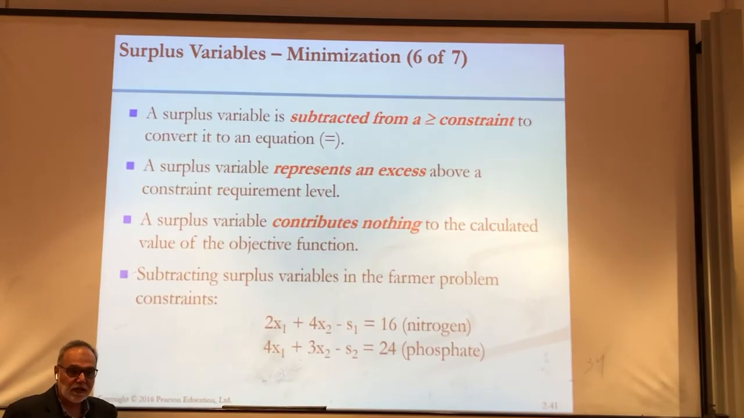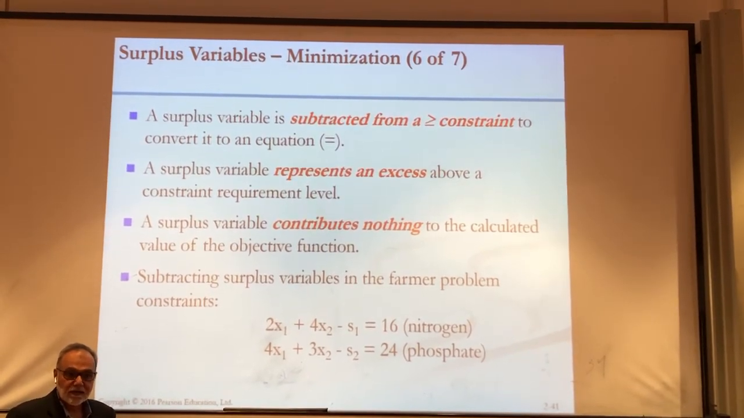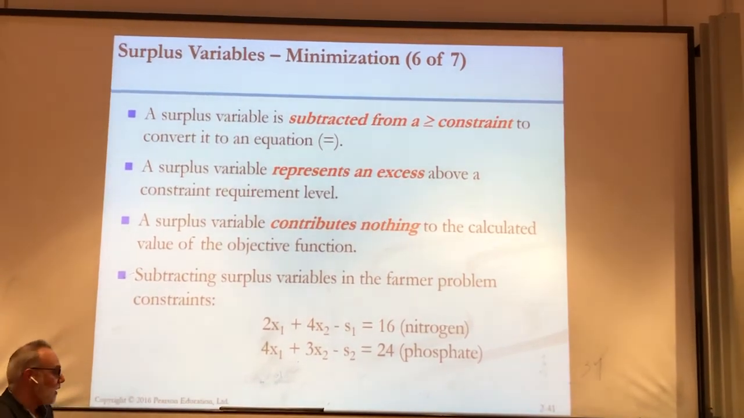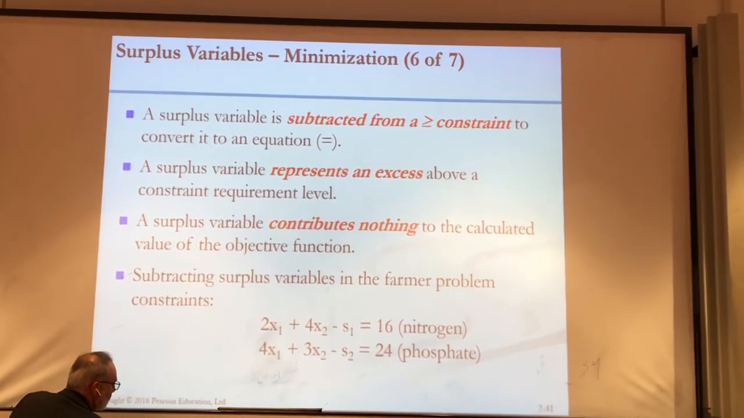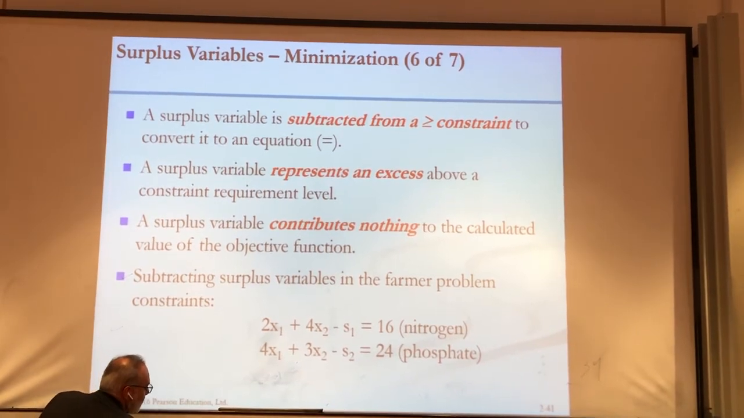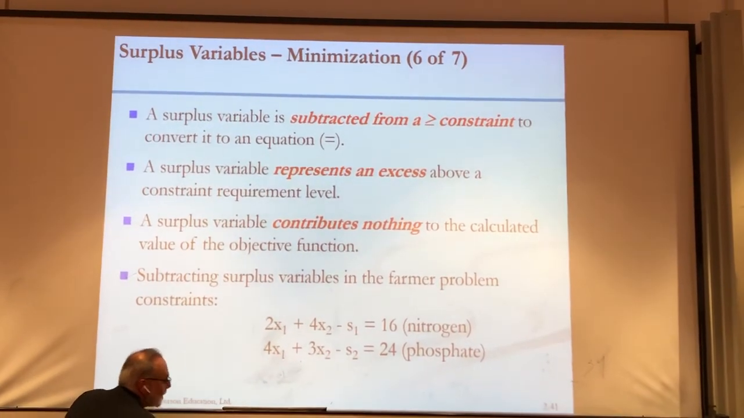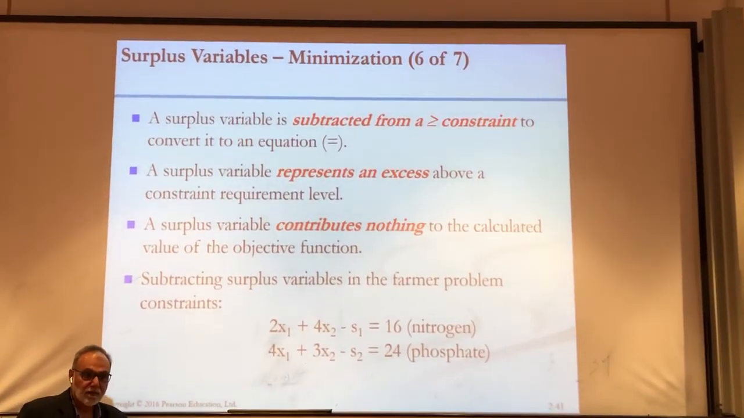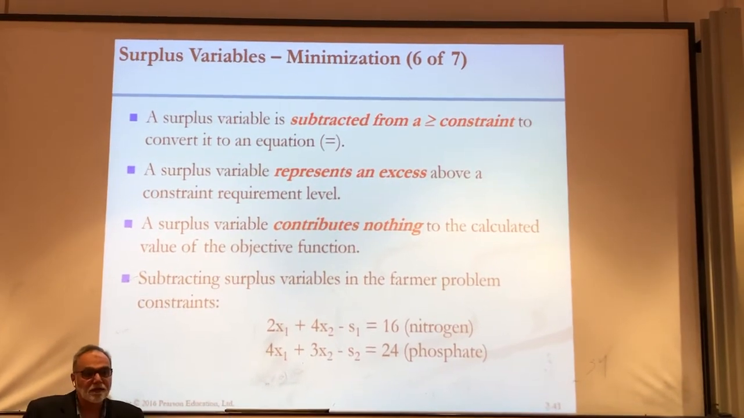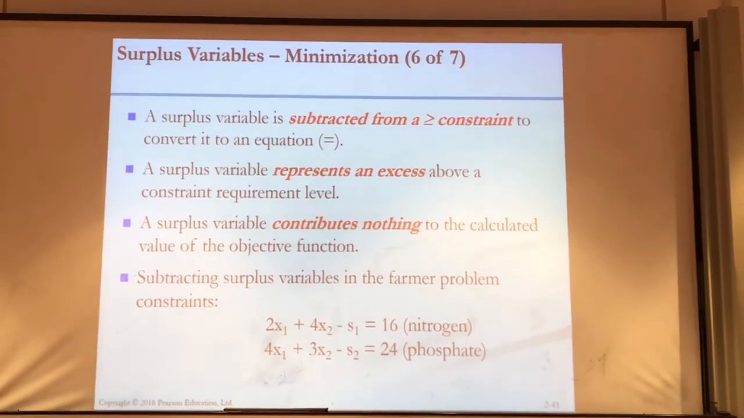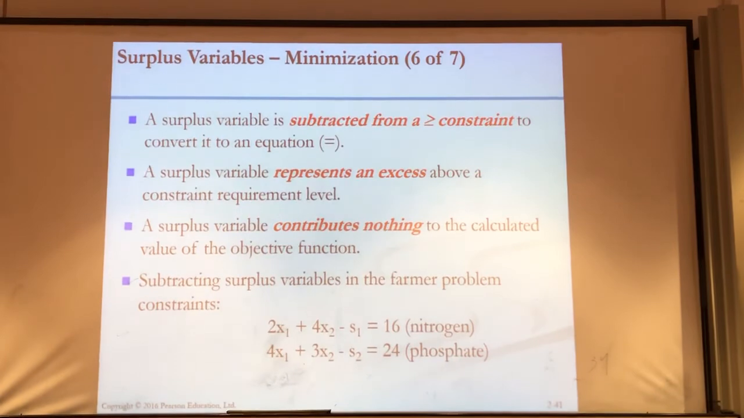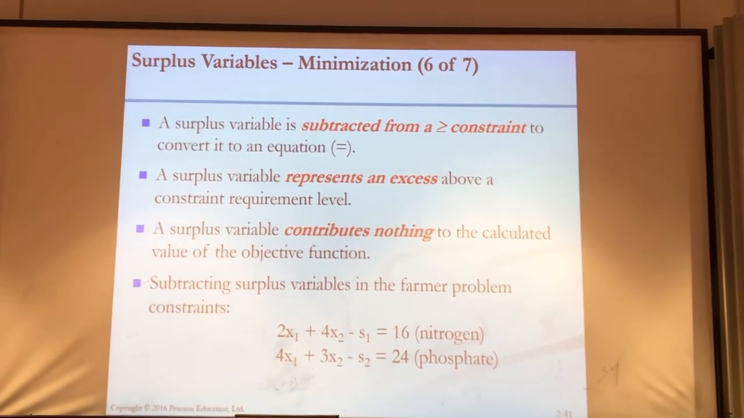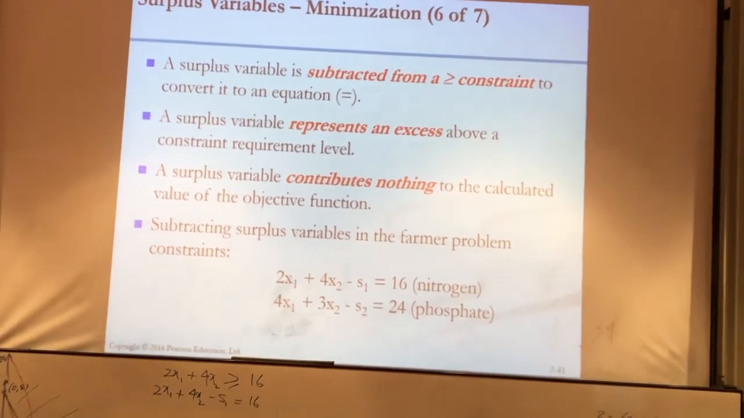To make it equality, we have a negative slack. Surplus variable is also called a negative slack. So this is 2x1 plus 4x2 minus s1, to make it equality. Anything over and above will be subtracted from this one to make it equal to 16. Okay, so this is the standard format of writing this, especially when you are doing it in simplex method. You have to add these variables.